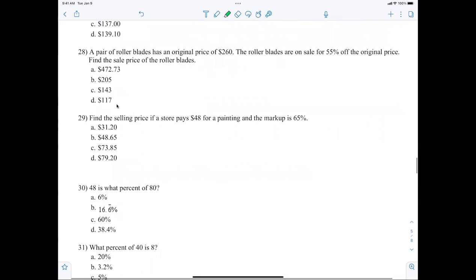Now for 28, it says a pair of rollerblades has an original price of $260. The rollerblades are on sale for 55% off. Find the sale price. All right. Now, if they're 55% off, what percent do you have to pay? I don't want the answer. I want you to think about it. If 55% off, what do you have to pay? Anthony? No, I don't want the dollar amount. If you go into a store and it says 55% off, what percent do you have to pay? Put your hands down. No, that's the discount.